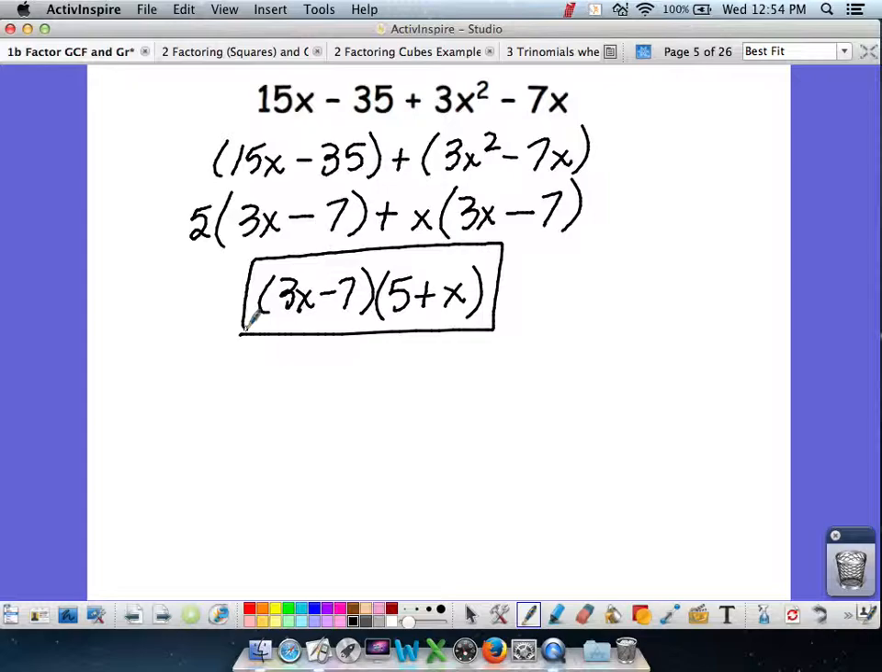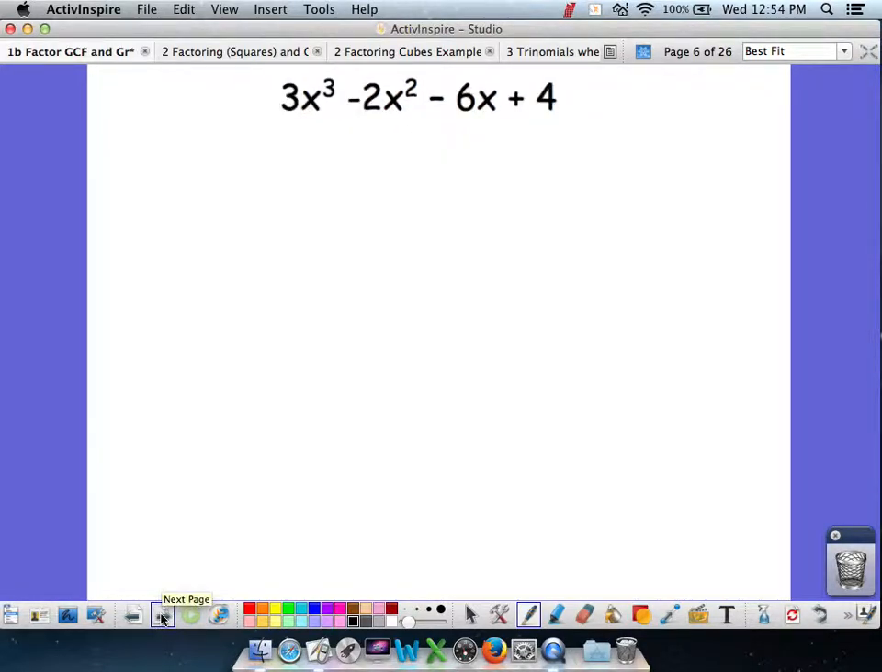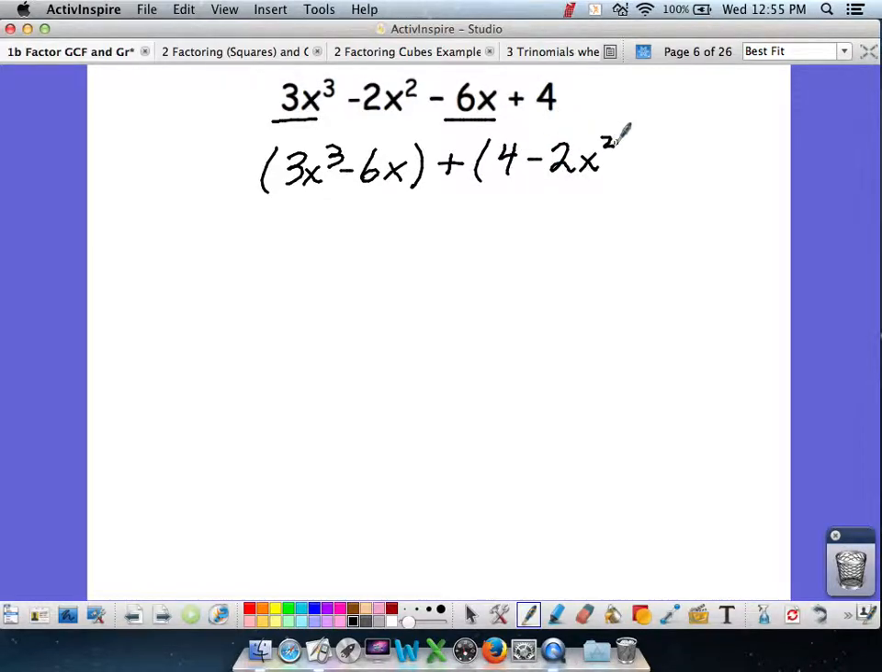I do want to do one more, and it's this one. Hopefully time will permit. Again, I'm looking at these. I'm going to group a positive with a negative. So I'm looking right here. I have 3x cubed. My negatives are 2x squared and negative 6x. I think I'm going to choose these 2 right here. So I'm going to group 3x cubed minus 6x, plus. Then I'm going to put my positive 4 first and my negative 2x squared second. I want to make it look the same, the positive and the negative, the positive and the negative.